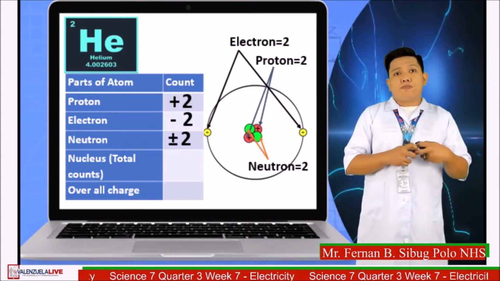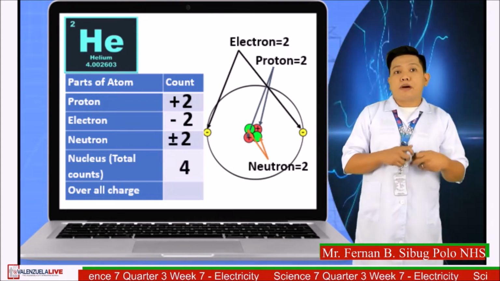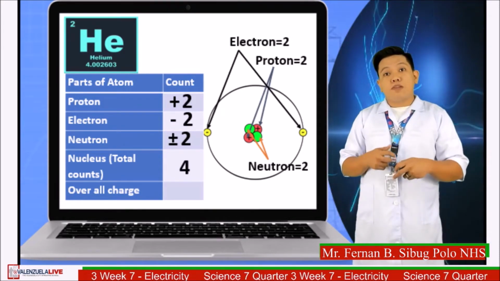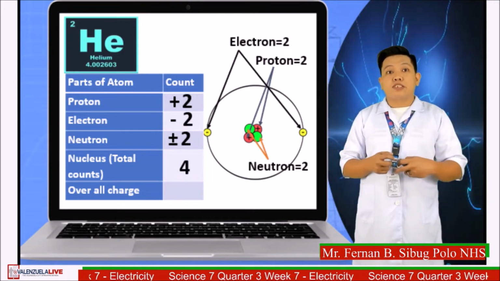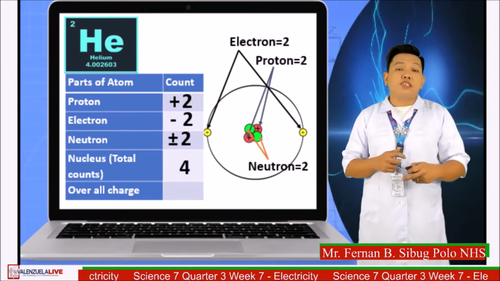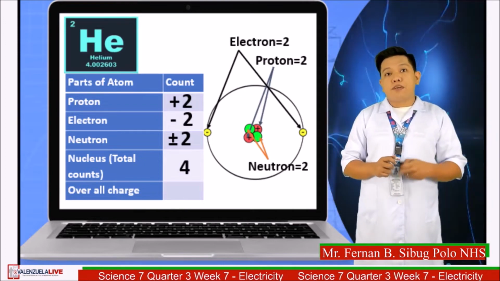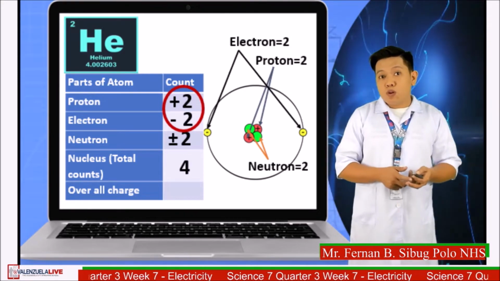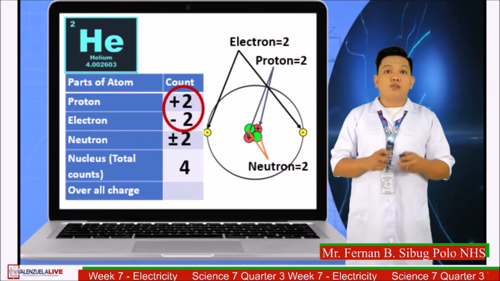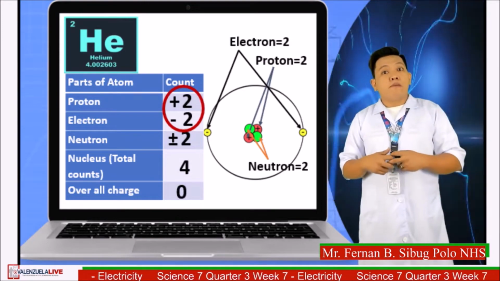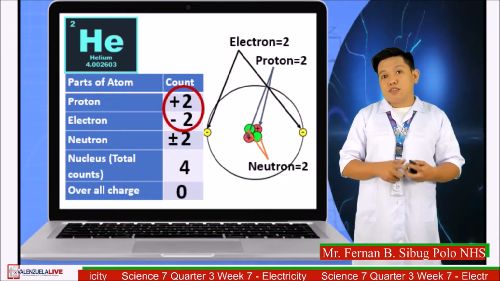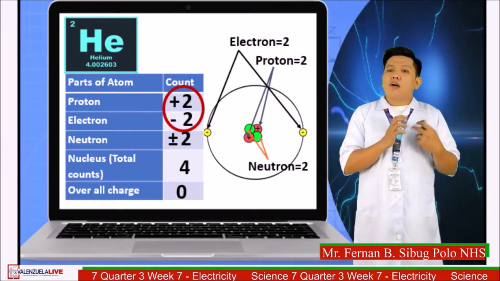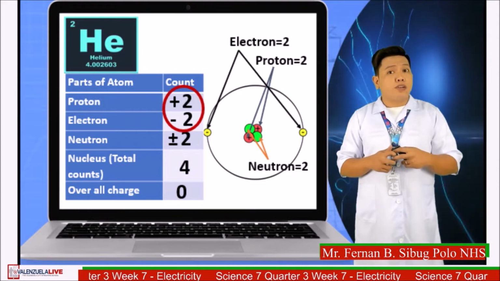The nucleus of a helium atom has 4 particles, and those are 2 protons and 2 neutrons. The charge of the nucleus is positive because of the charge of the proton. To determine the charge of the atom, we should add the number of protons and electrons with respect to their charges. So positive 2 plus negative 2 would result in 0. Therefore, materials with the same number of protons and electrons are said to be neutral. But how come that some materials are positive or negative in charge?